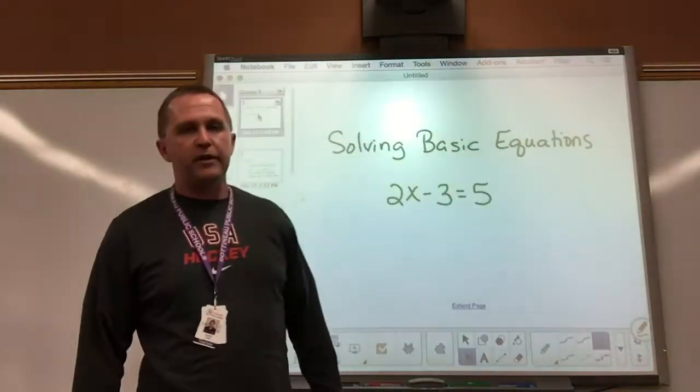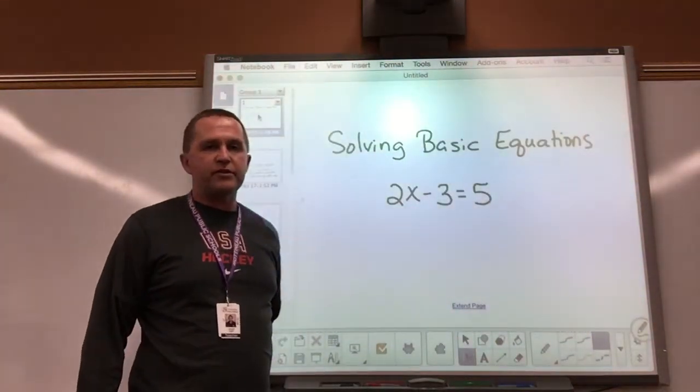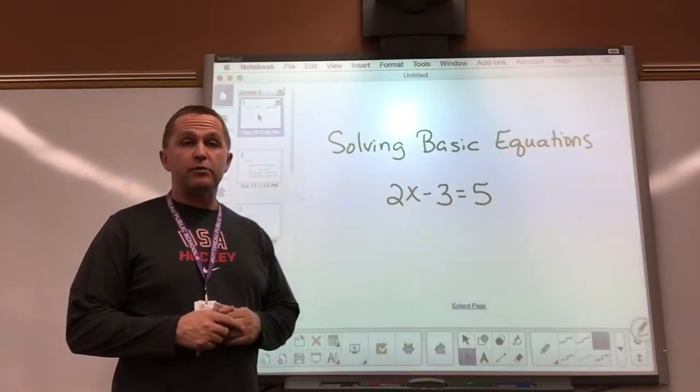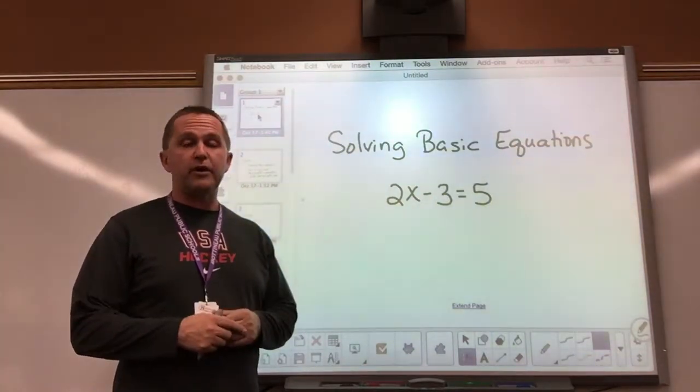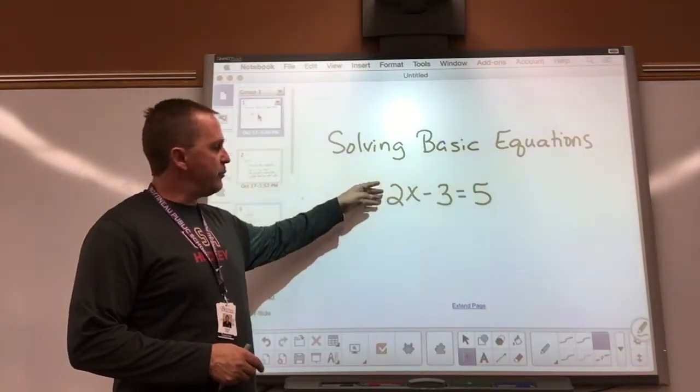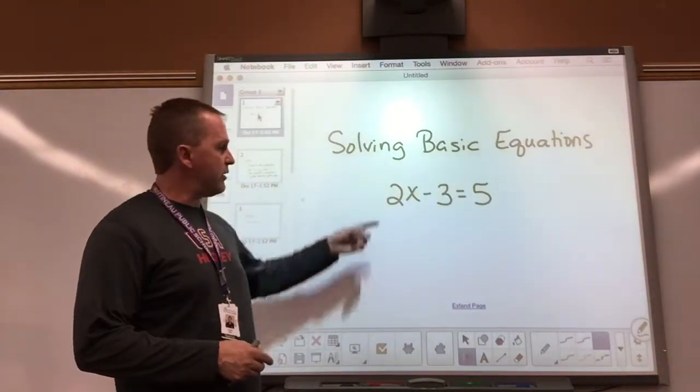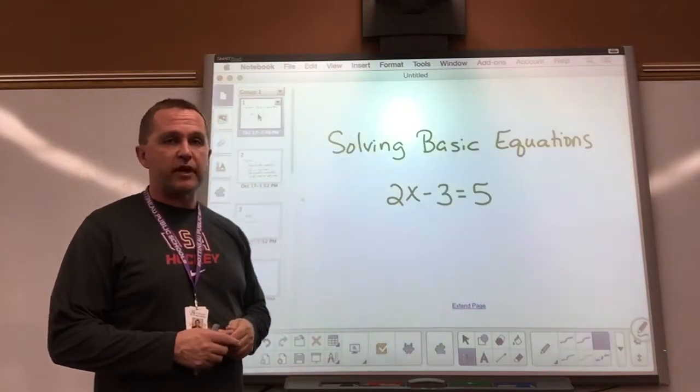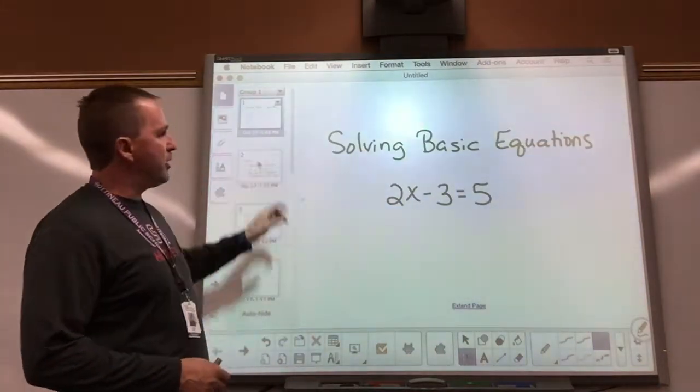All right, next up is talking a little bit about solving some equations, maybe at the beginning of an algebra class or as you're working into some pre-algebra and that type of thing. I gave an example here. We're going to work on just the basic idea of solving an algebra equation that might look something like 2x subtract 3 equals 5.